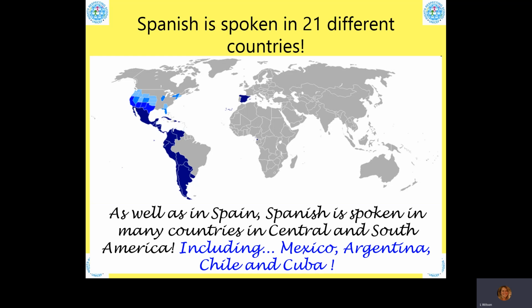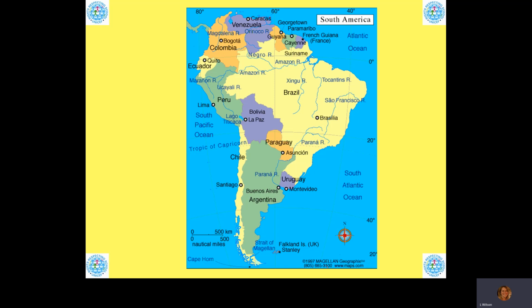Spanish is spoken in 21 different countries. And you can see where they are now. So here we've got Spain up here in Europe. And then down here we've got Central and South America. So in South America, we've got Mexico, Argentina, Chile, Cuba. The largest country in South America actually is Brazil. And in Brazil, they do not speak Spanish, they speak Portuguese.